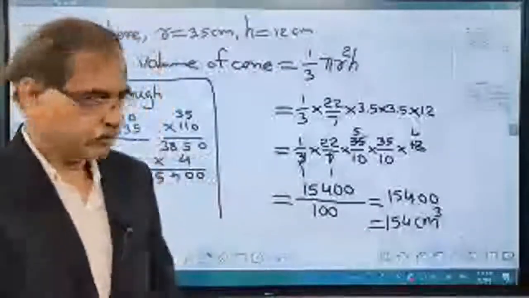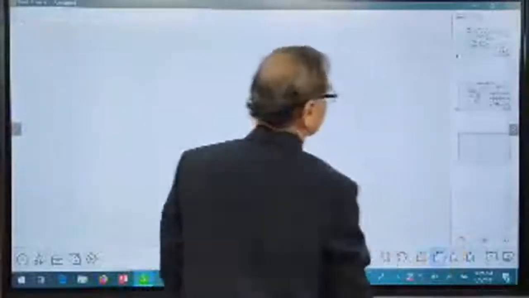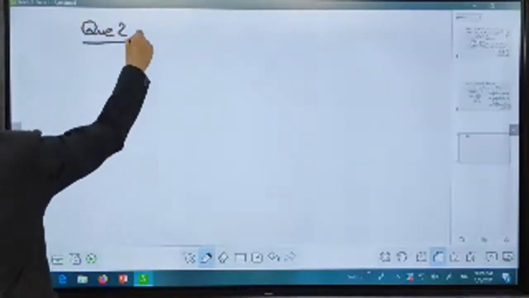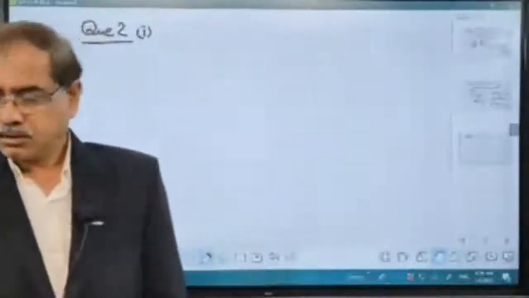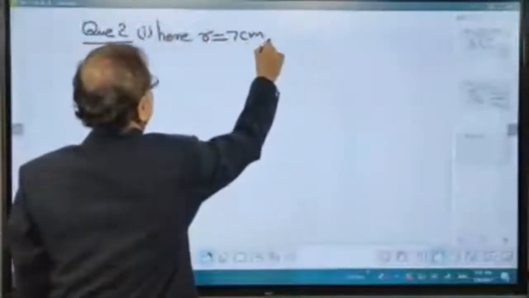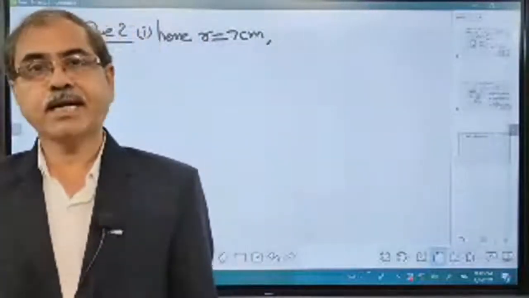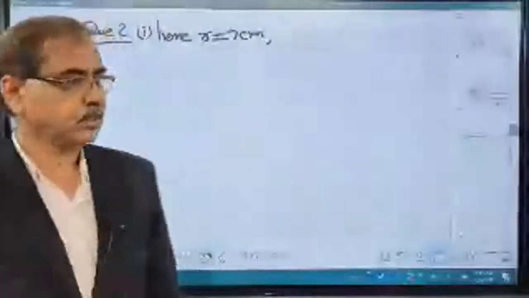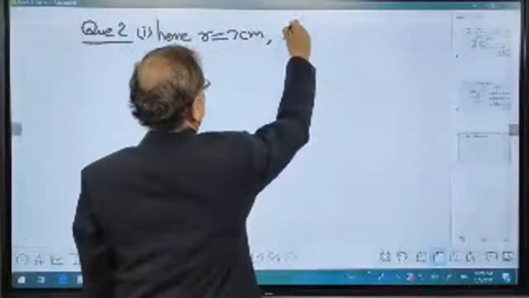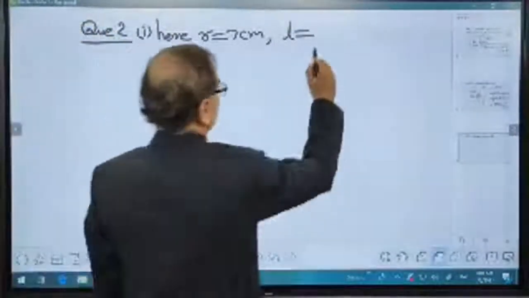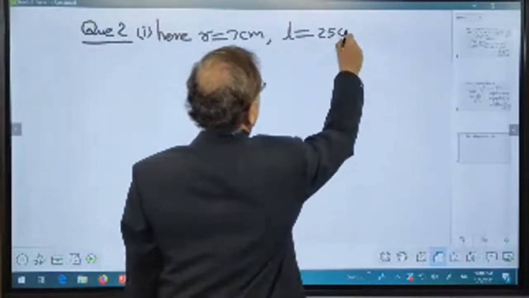Let's begin question number 2, first part. The radius is given as 7 centimeter, and slant height is given. In the first part, radius and slant height are given to us. Slant height is 25 centimeter, and as I explained to you, the symbol for the slant height is L, and slant height L given to us is 25 centimeter. L is equal to 25 centimeter.